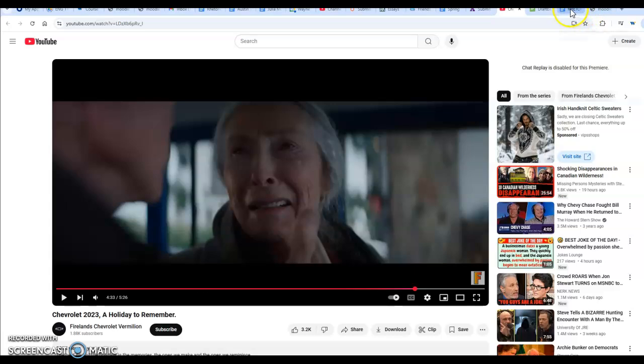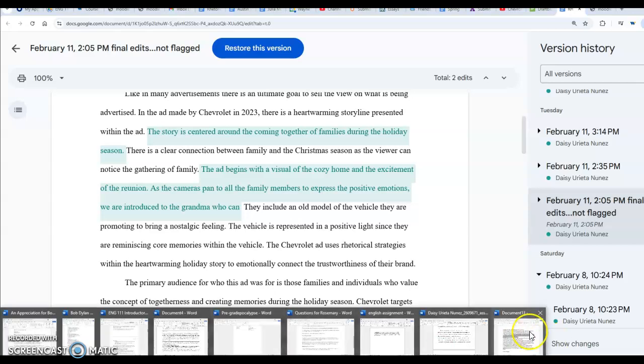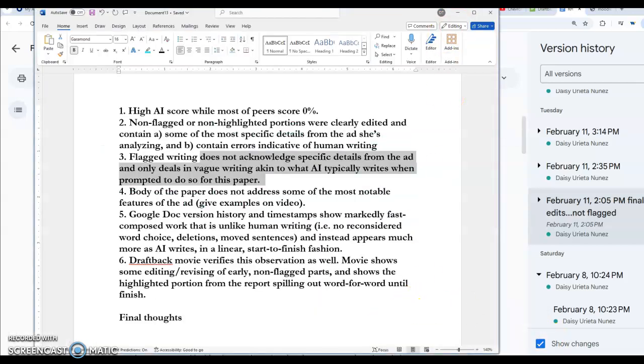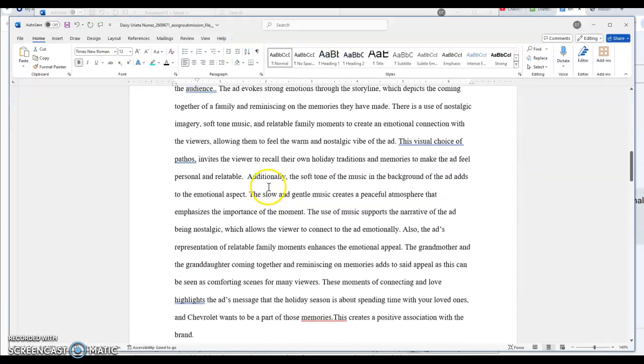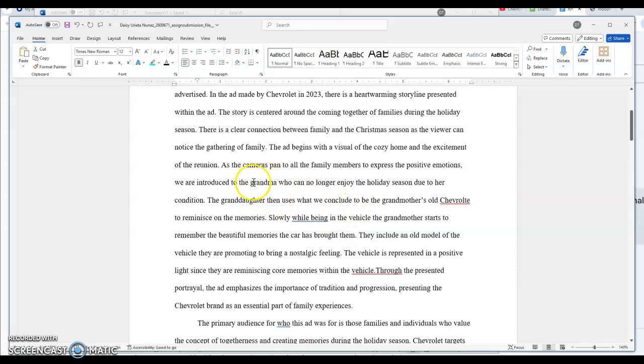So to me, it's peculiar that Alzheimer's or dementia is never mentioned in the ad. The closest that the student gets is this part here. Hold on, let's pull the paper up. No, that's not it. A grandma who can no longer enjoy the holiday season due to her condition. So she refers to it there, even though she doesn't put a specific point on it.